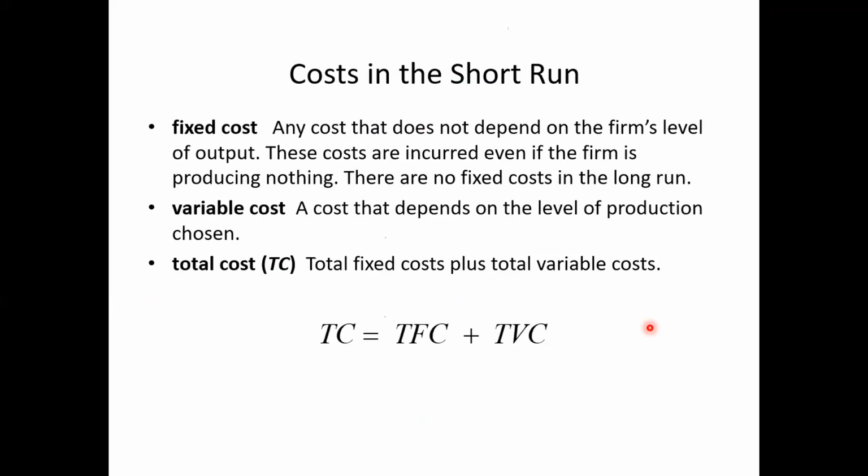Now, variable costs depend on the level of production. So if you produce 0, your variable cost is 0. Variable costs are always increasing. So the more you produce, the higher your variable costs. The classic variable cost is labor. So total cost is equal to fixed plus variable.